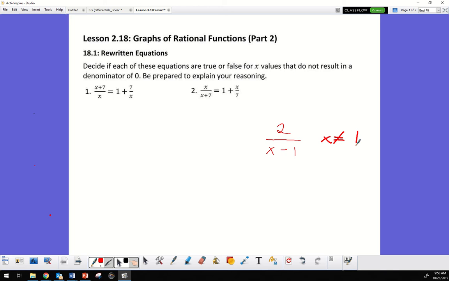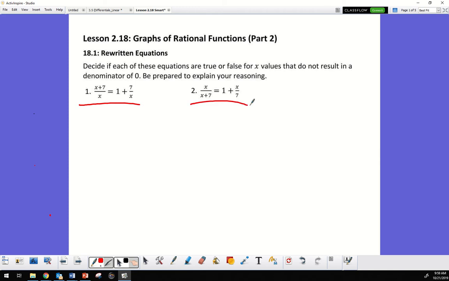Decide if each of these equations are true or false for x values that do not result in a denominator of 0. Be prepared to explain your reasoning. Okay, so now there's a couple things that go along with this. On this first one, it is of rational functions. We have to be able to combine like terms. We have to be able to understand polynomials to be able to add these expressions together. So we're trying to make it look like this.